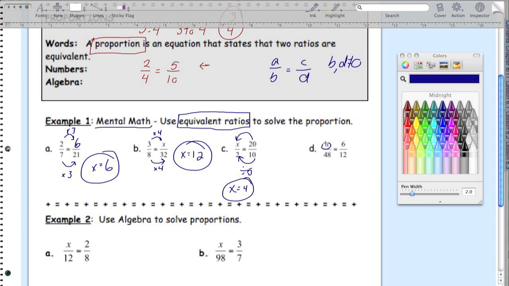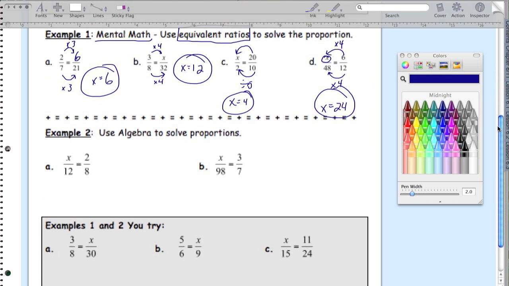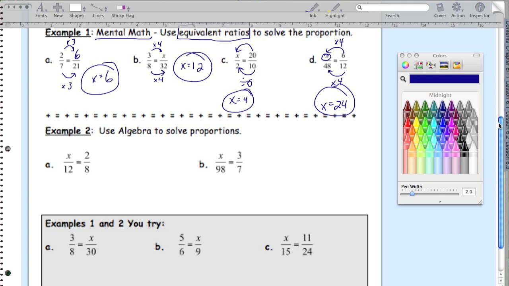And then in letter D, same kind of concept. Since my x is here on the left, I'm going to be going in that direction. So 12 times what equals 48? Times 4. So 6 times 4, x is 24. Okay, so that's the first way of thinking about them. Another way of doing it is using algebra. And we're only going to cover two of them today. Tomorrow we'll do the third method, or in the next lesson rather. Using algebra brings in what we did last chapter where we have reciprocals.